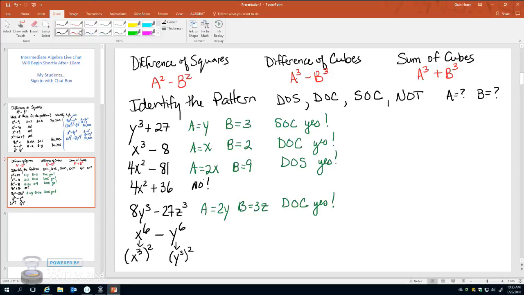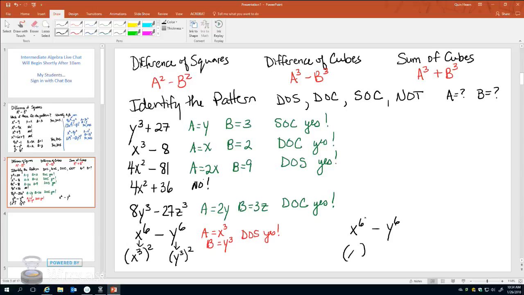So if we think of a as being x cubed and b as being y cubed, then we have a difference of squares. All right, it fits the pattern. Okay, but I said this one's tricky because actually 6 is also a multiple of 3. So what that means whenever you have a multiple of 3 is that you can also think of it as a perfect cube. Let's see how that would work.